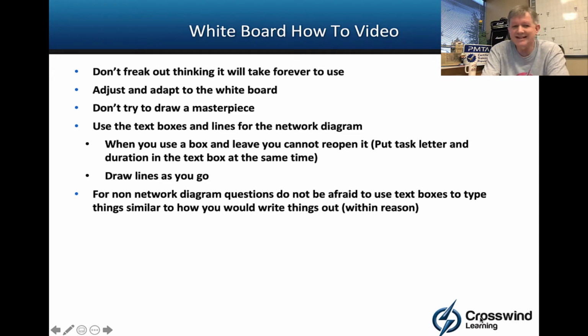We're going to make extensive use of the text boxes as we do the earned value example here. We also did that with the process table, and then with the network diagram we used text boxes and lines. So in this case it's primarily going to be text boxes. Now, one thing to remember, it seems when you leave a text box you can't get back into it. So we might be stringing some numbers together, some letters and numbers together when we do earned value here.